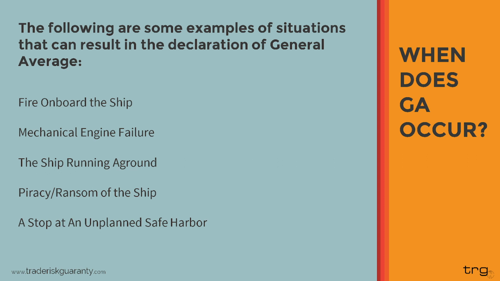Now, this is not a complete list by any means, but the following are some situations that could result in the declaration of general average. Some of those examples are fire on board the ship, mechanical engine failure, the ship running aground, piracy or ransom of the ship, or a stop at an unplanned safe harbor. If any of these things result in the crew or the master of the vessel having to take action in order to save the ship, that can result in the declaration of general average. And there are many more examples of this as well.